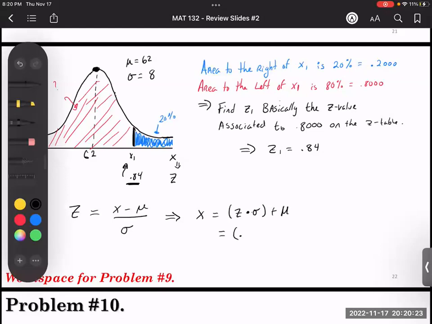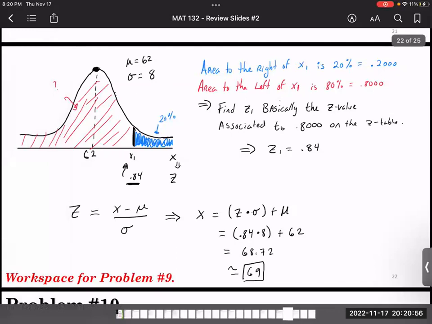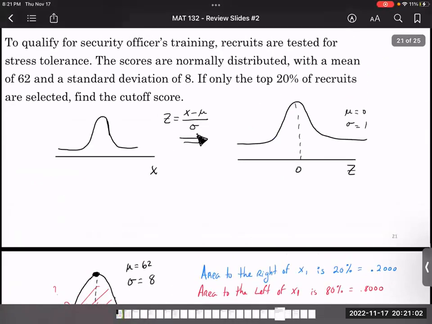So if Z is 0.84 and the standard deviation was 8, you multiply those two numbers, and then you add 62. What's 0.84 times 8? That would be something like 6.72. If you add 62 to it, you get 68.72. I'm just going to round this up to the nearest whole number. Approximately, you need to score a 69 in order to qualify for this training.